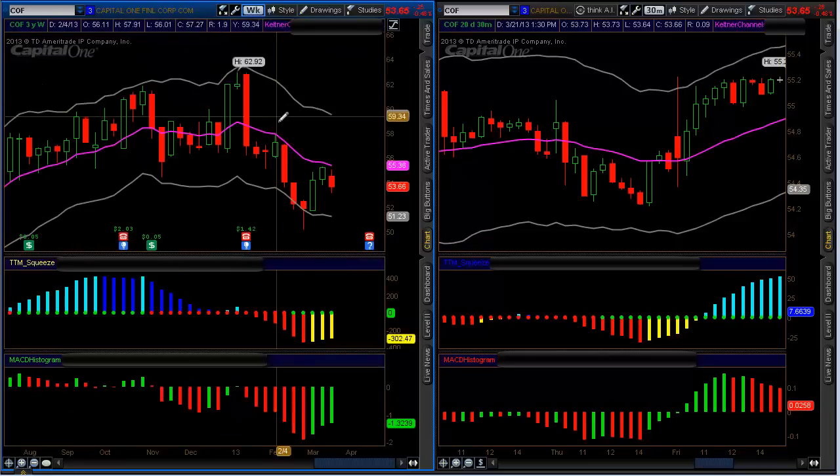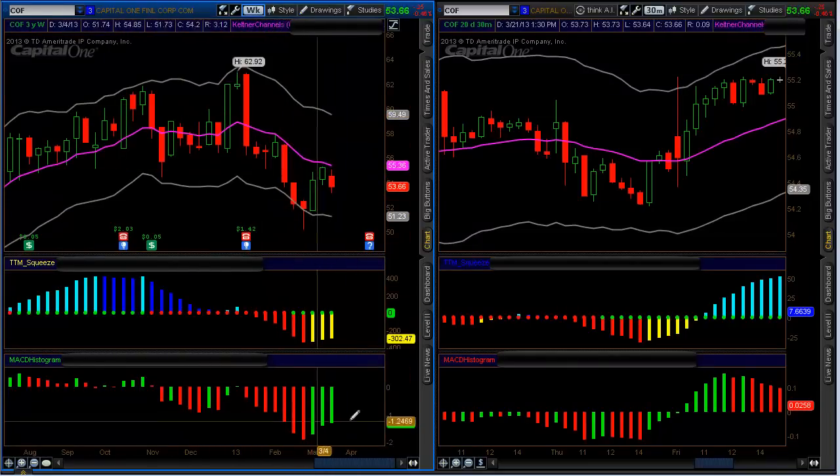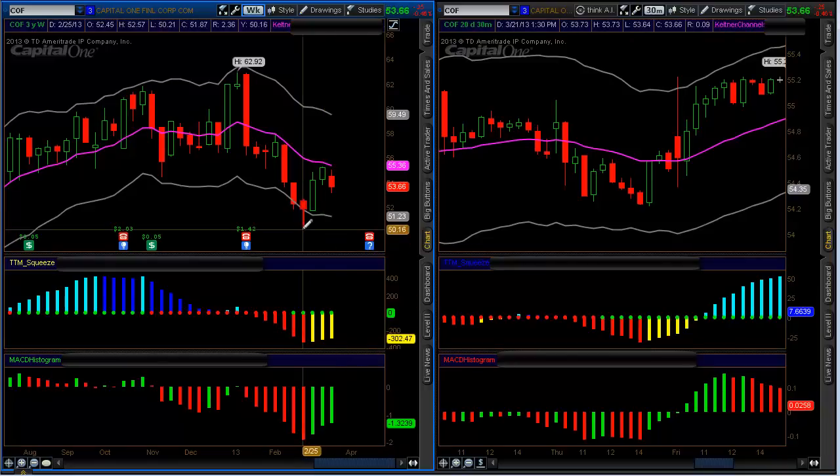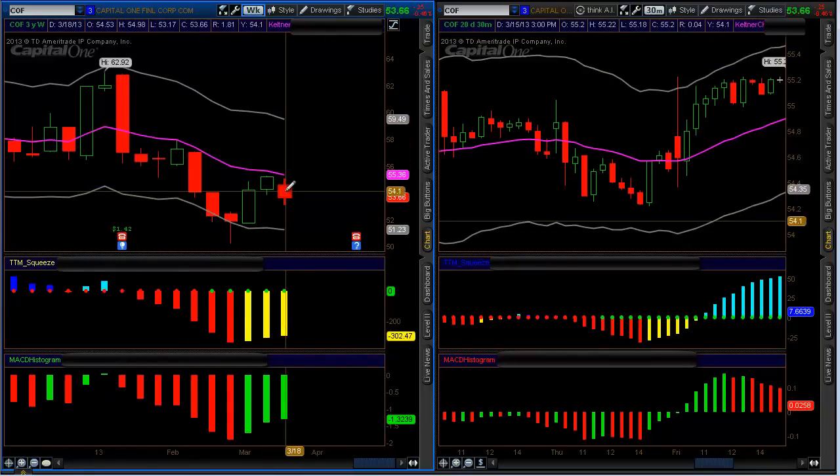First of all, if we look at the weekly chart, this thing has rolled over. We're getting this little relief bounce, but you notice the MACD and our squeeze are still well below zero. We came up to the mean, and as it's toward the end of the week, this weekly candle is really starting to look kind of ugly.